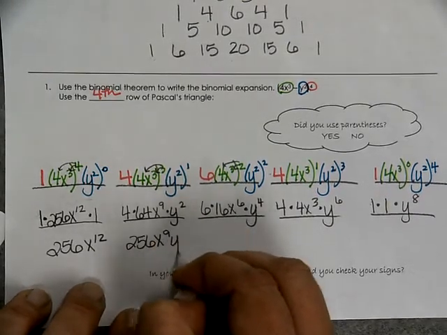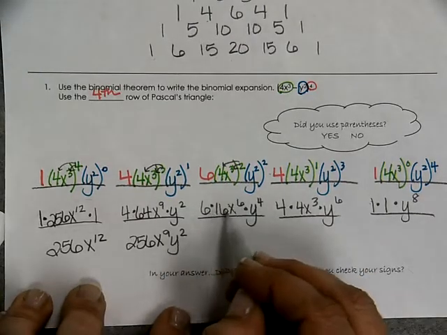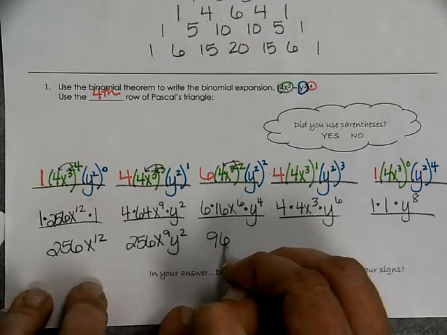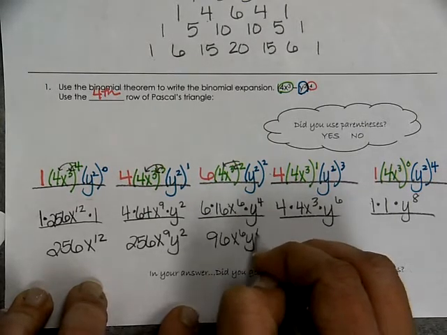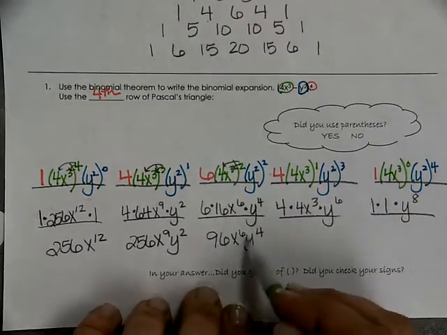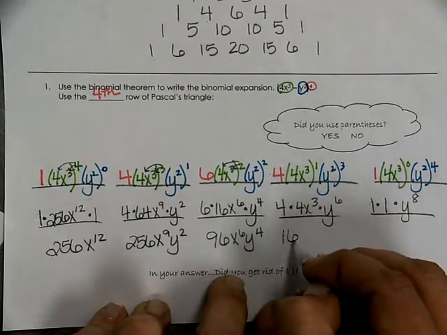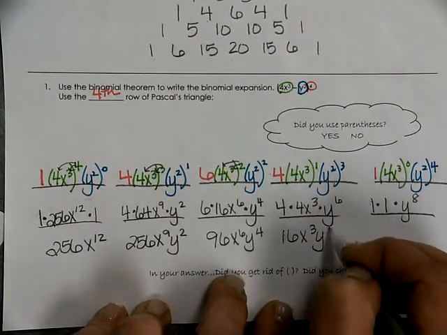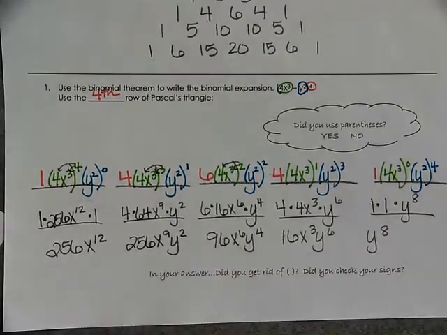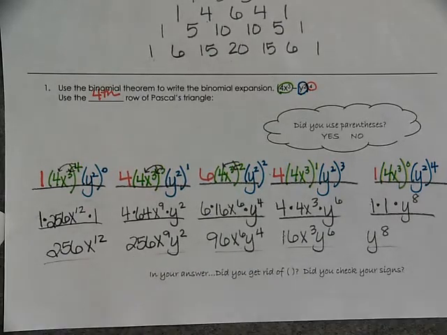X to the 9th, y squared. Let's multiply here. 6 times 16 is 96. And then variables, x to the 6th, y to the 4th. Notice in my final answer, I'm not writing the multiplication symbols anymore. Here, 4 times 4 is 16, x to the 3rd, y to the 6th. And then here I have y to the 8th. So notice I still have 5 terms.